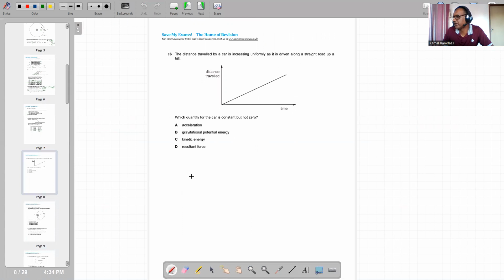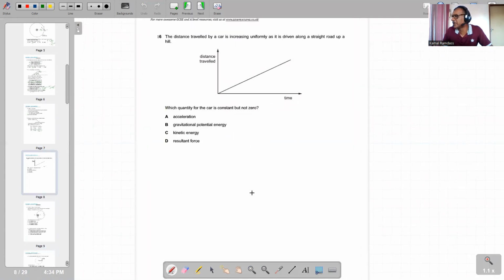The distance traveled by a car is increasing uniformly as it is driven along a straight road up a hill. Which quantity for the car is constant but not zero?